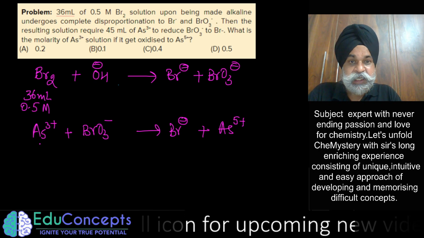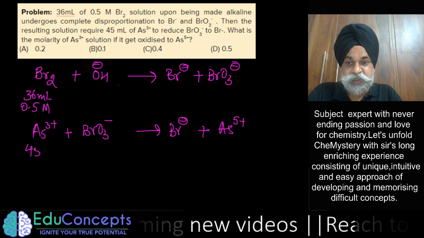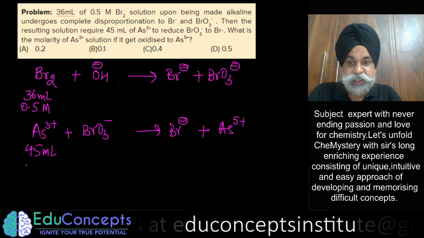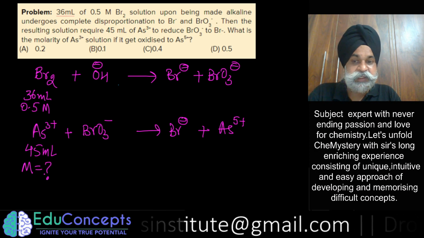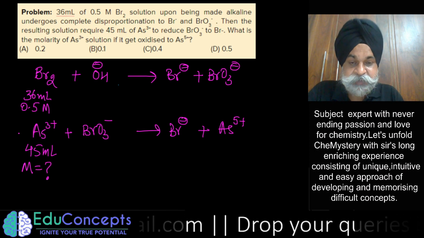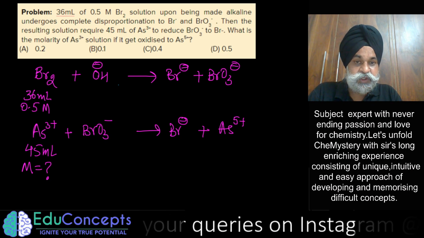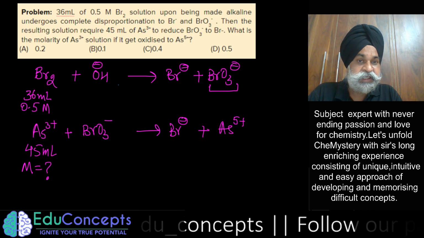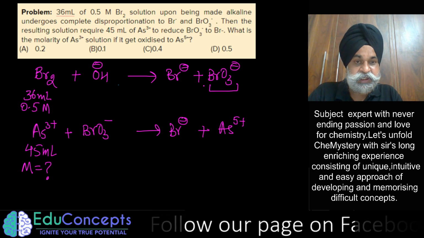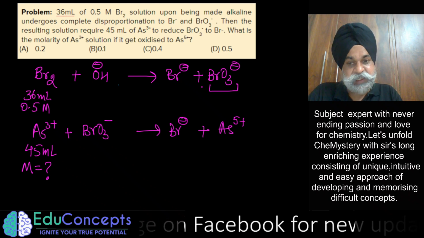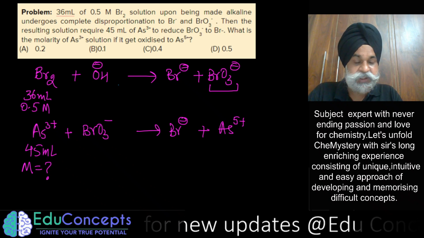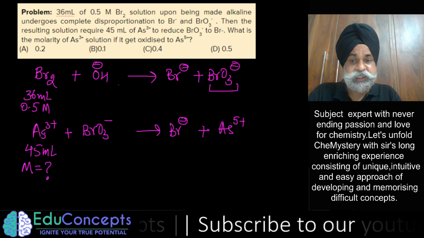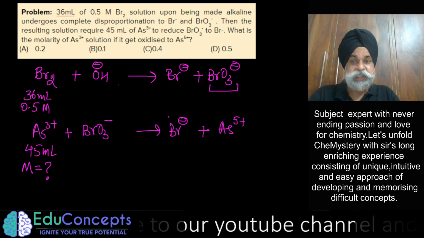This is the problem. The 45 ml of arsenic 3 positive is given, and he is asking you the molarity of this arsenic 3 positive. So the bromine goes to Br negative and BrO3 negative. Whatever BrO3 negative is formed during the first reaction, it's a sort of sequential reaction. That BrO3 negative then reacts completely with As3 positive to convert into Br negative, and the arsenic itself gets oxidized to As5 positive. So this is the question.